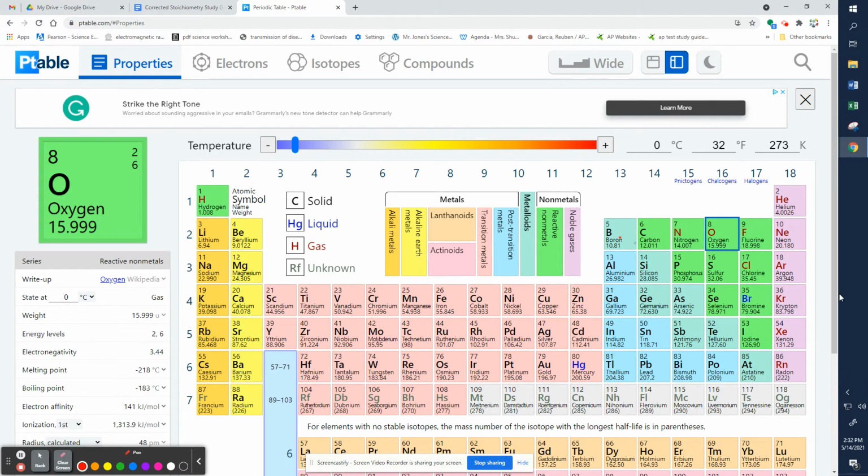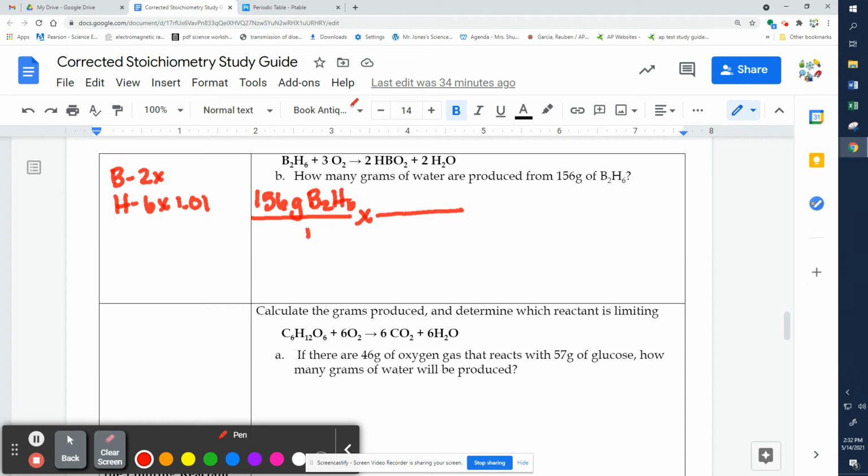Boron's molar mass is 10.81. Hydrogen is 1.01. So I'm going to multiply and add those together to get 27.68. On top, I have 1 mole of my same substance.